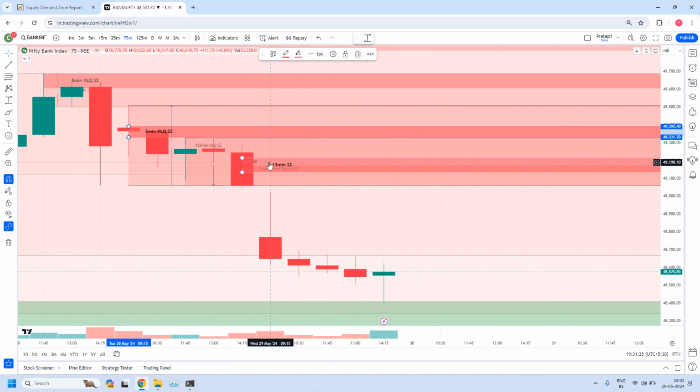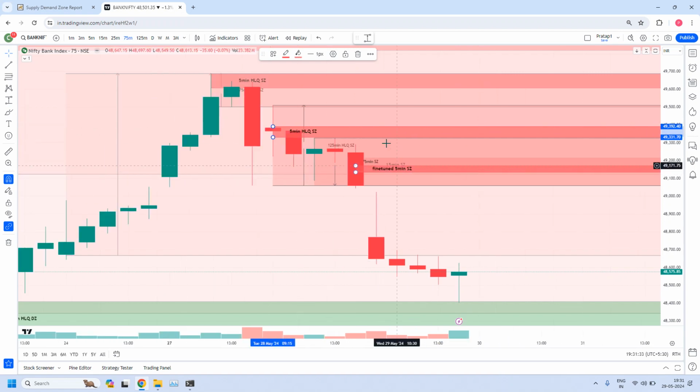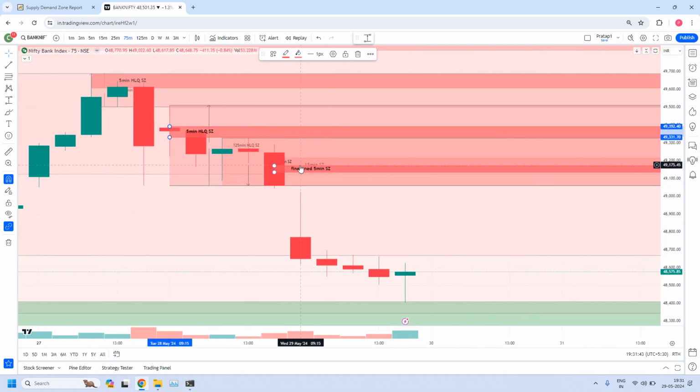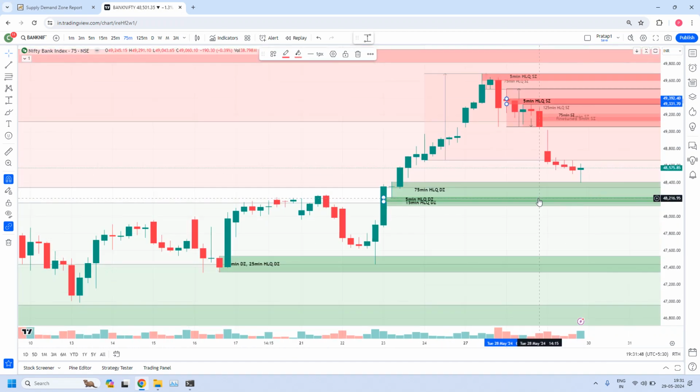And this 75 minute zone again has a 15 minute supply zone that we already drew, and it has a fine tuned 5 minute supply zone. That means in this area we have a very strong order flow. That is the confirmation. Because in case demand is very strong tomorrow and pushes the market up, then in this fine tuned 5 minute supply zone we get a very good short trade opportunity.